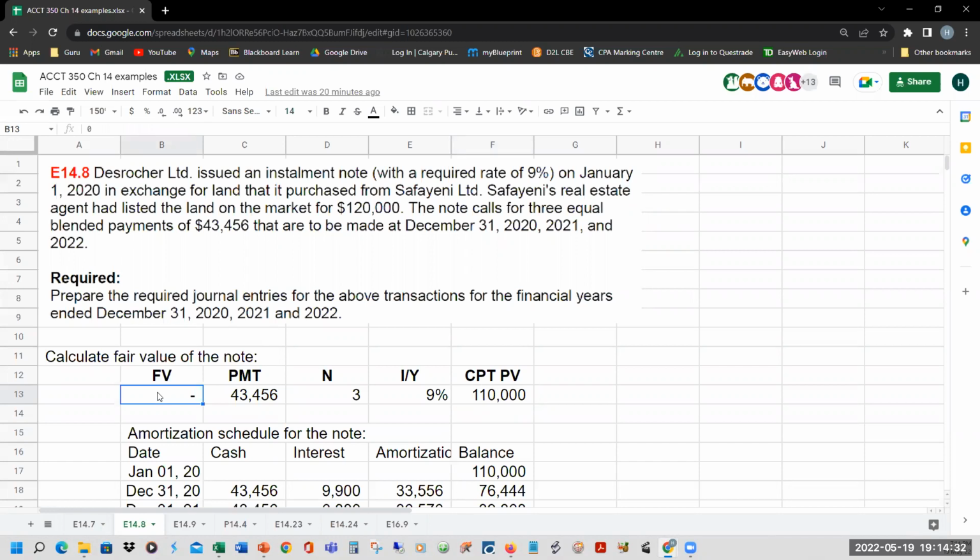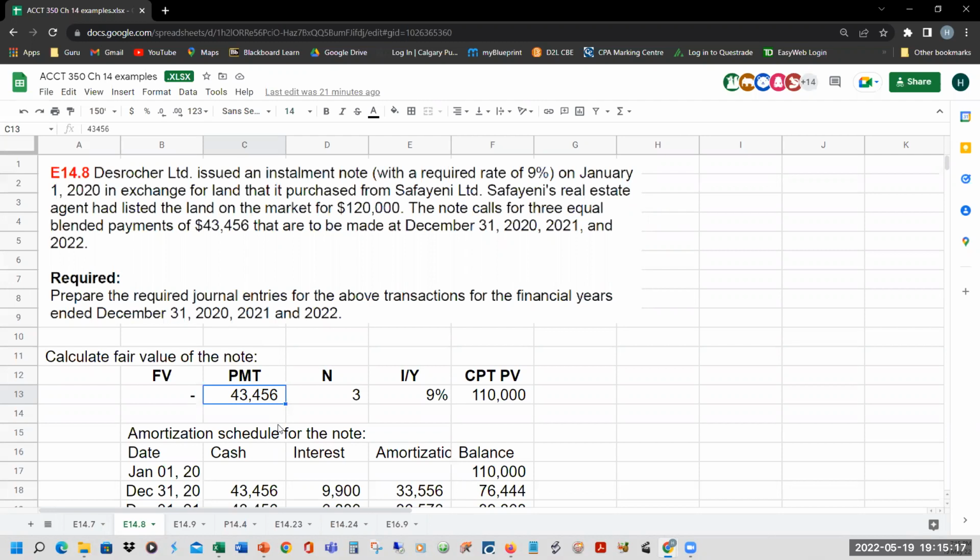Okay. You're looking at it from the point of view of the note. So FV for the note is: does DeRocher need to pay anything other than the three installment payments? And the answer is no. FV stands for face value, or you can call it future value. It represents the final dollar amount that DeRocher will have to pay over and above the regular installments. And the answer is nothing. DeRocher only has to make three payments of $43,456.